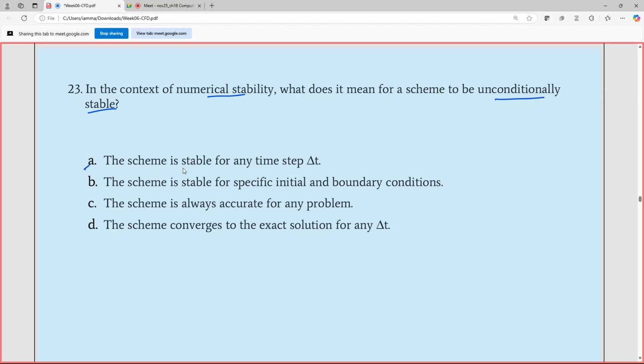Options are option A, the scheme is stable for any time step delta t. Option B, the scheme is stable for a specific initial and boundary condition. Option C, the scheme is always accurate for any problem. Option D, the scheme converges to exact solution for any delta t. So, which among the following options is the numerical stability of a scheme to be unconditionally stable?